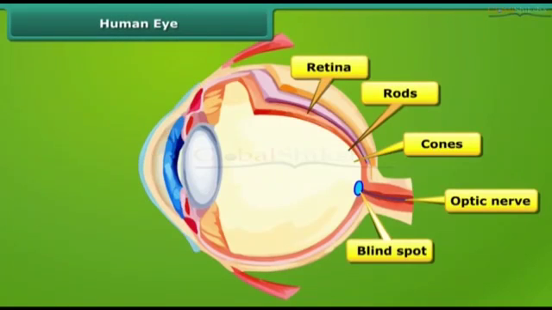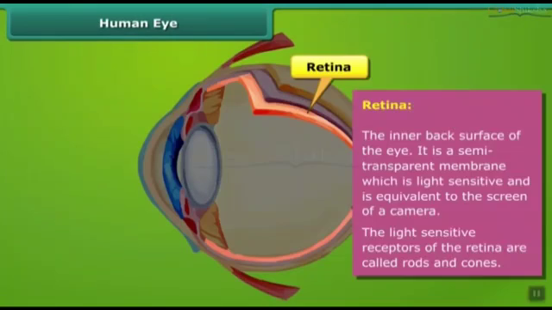Retina. Retina is a light sensitive tissue that lies at the back of the eye. It is a semi-transparent membrane which is light sensitive and is equivalent to the screen of the camera. The eye lens forms an inverted and real image of the object on the retina. The light sensitive receptors of the retina are called rods and cones.